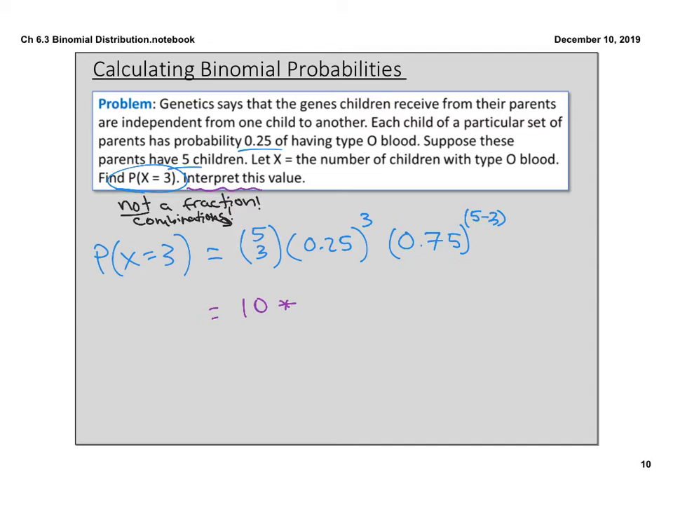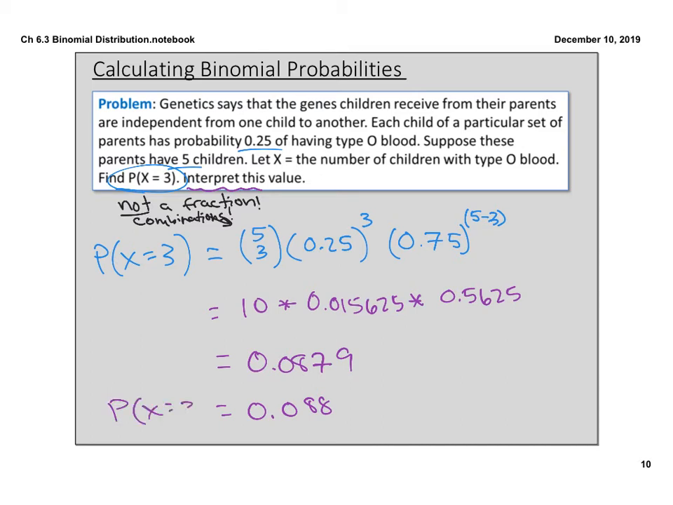0.25 raised to the 3rd power is 0.015625. And then 0.75 raised to the second power is 0.5625. And then I want to multiply all those together. So 10 times 0.015625 times 0.5625. There you have it. This is going to be 0.0879, or you could say 0.088. Okay, probability of X equaling 3.